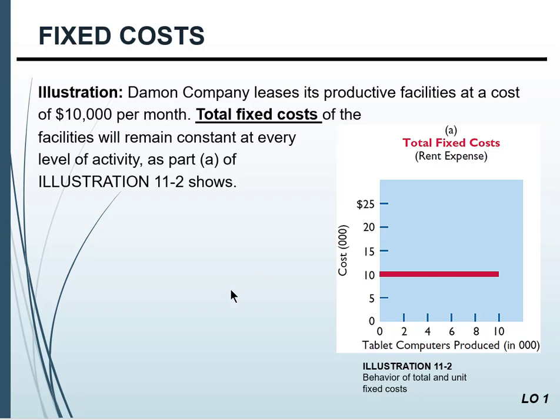So if we thought from 0 to 10,000, this is our fixed cost, maybe from 15 to 20,000 units, maybe we have to increase our fixed cost and increase our building size a little bit. So fixed cost would increase beyond that point.